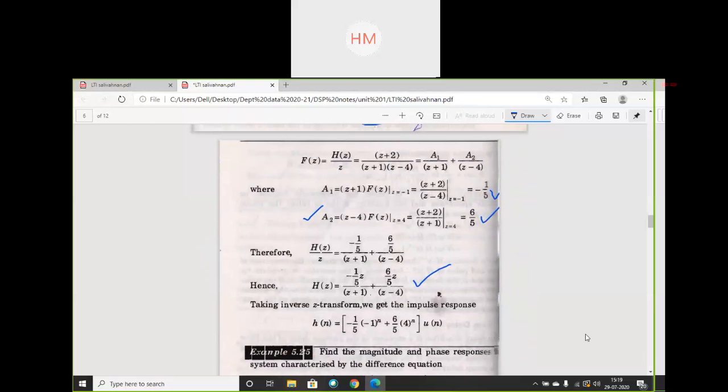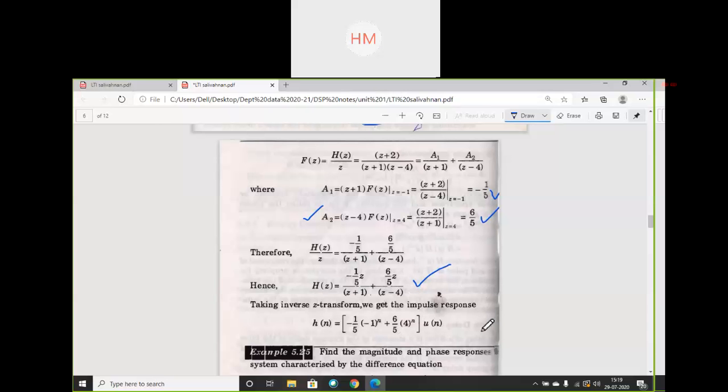So what is the inverse transform of this? This is of the kind unit step, z upon z plus 1, z upon z minus 4. So what will I get? Minus 1 by 5 times minus 1 to the power n plus 6 by 5 times 4 to the power n, u of n, the unit step function. You can see the z transform of such kinds of functions. You will get how to take the inverse very easily. Okay.